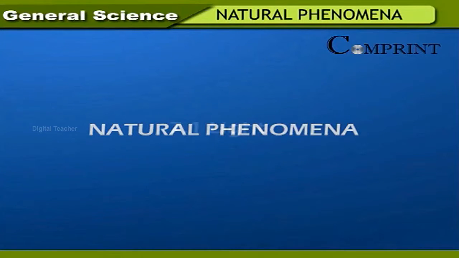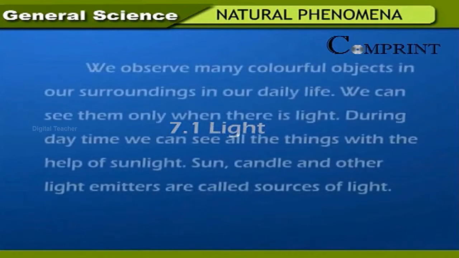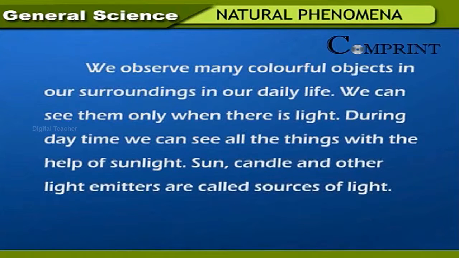Natural phenomena. Light. We observe many colorful objects in our surroundings in our daily life. We can see them only when there is light. During daytime, we can see all the things with the help of sunlight. Sun, candle, and other light emitters are called sources of light.